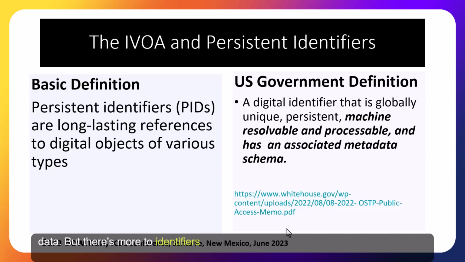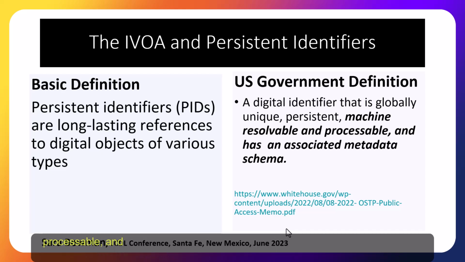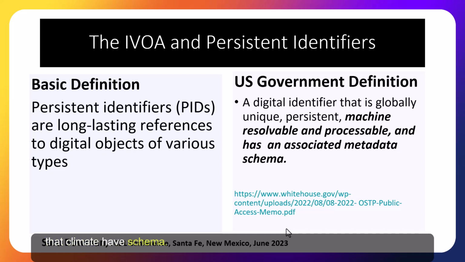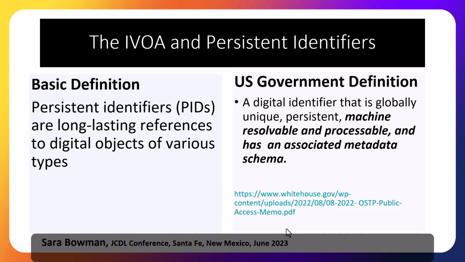Now, another concern lies in persistent identifiers, a long-lasting reference to data. But there's more to identifiers than just the reference. They need to be unique, obviously, and persistent, but they also have to be machine resolvable and processable, and that means they have to have an associated metadata schema. Now, the US government definition I put on the right-hand side takes account of that requirement to have metadata schema. It's not necessarily a better or more rigorous definition than any other. It's simply the one I'm familiar with. All agencies have a definition that is broadly similar to this.